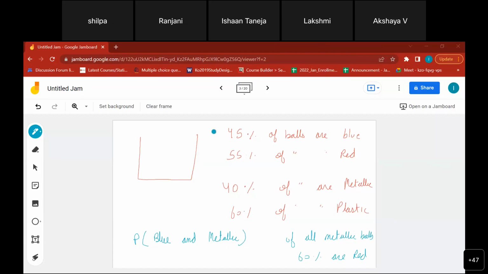But you're saying of all the metallic balls, 60% are red, right? Which you've written on the slide. Yeah, metallic, 60 are red. Okay, out of the metallic balls, 60 are red. That means 40% would be blue. Correct, 40% of metallic balls would be blue.